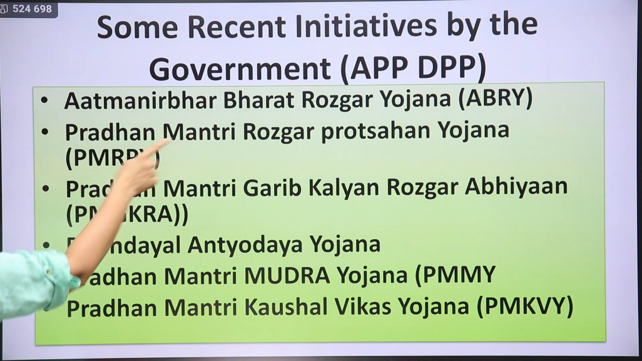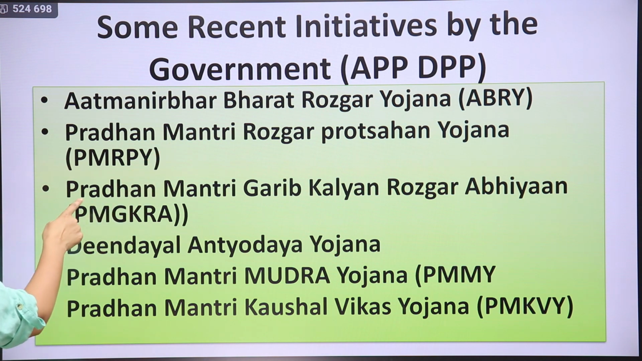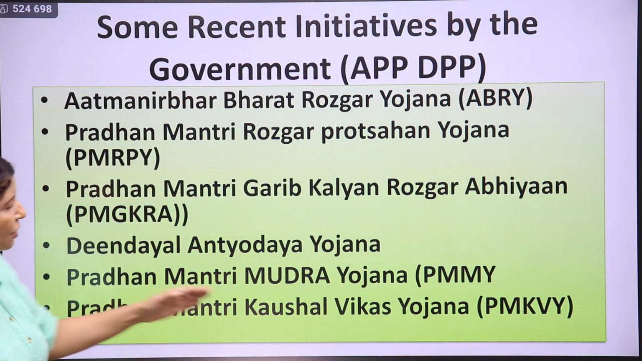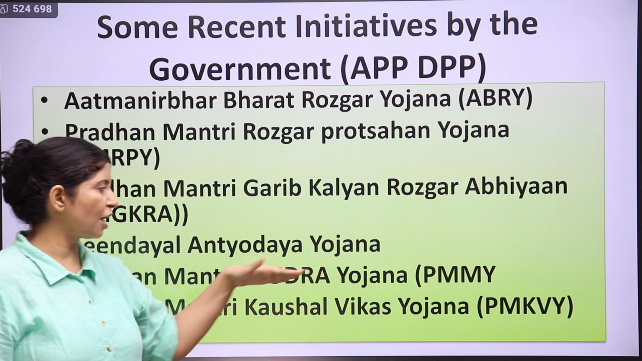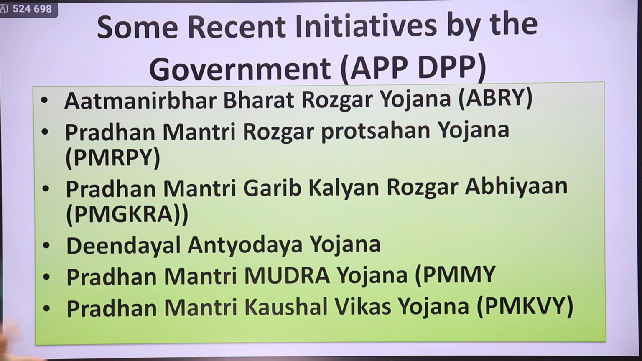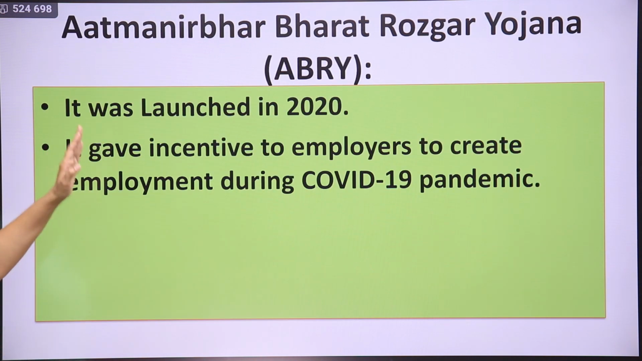A for Atmanirbhar, P for Pradhan Mantri, again P for Pradhan Mantri Garib Kalyan Yojana, then D for Deen Dayal Upadhyay Antyodaya Yojana, P again for Pradhan Mantri and again for Pradhan Mantri. But you can just differentiate with Mudra Yojana, Kaushal Yojana. So you will have to practice these codes and you can memorize them all. Okay, so we have these yojanas. Then let's discuss them one by one.